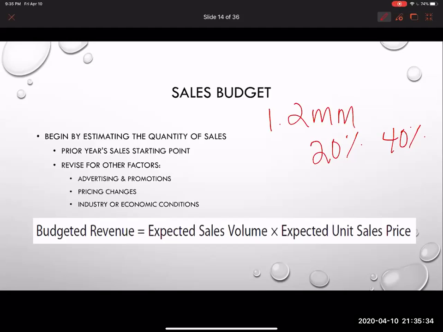All right, so when you're looking at the sales budget, this is our formula to figure out what our budgeted revenue will be. So you look at estimated sales volume times the expected unit sales price. Okay, so that's how we're going to come up with our budgeted revenue or our sales budget.